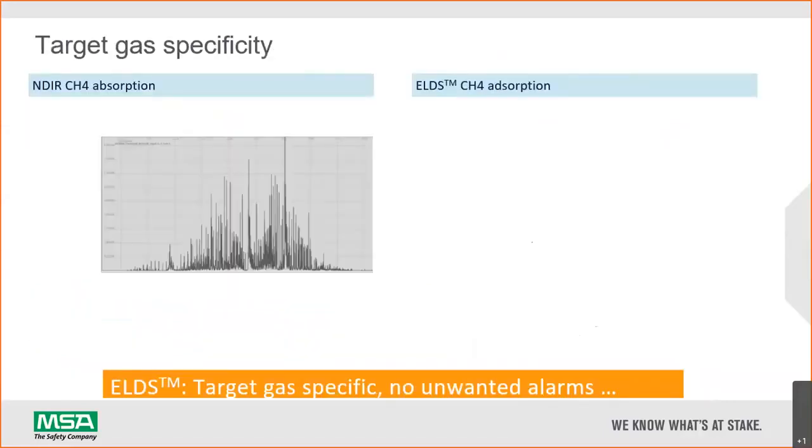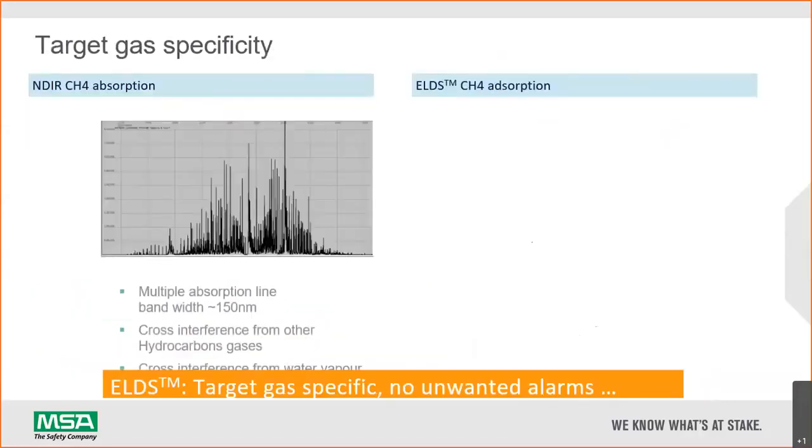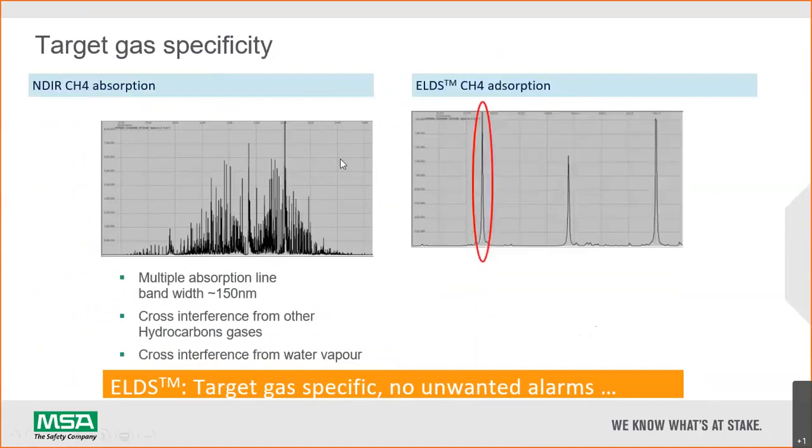Now, let us talk about a typical example of methane. We know that traditionally, for the last 50 years, we have been measuring methane through the traditional differential IR. And the differential IR, if you talk about it, has a bandwidth of 150 nanometers.